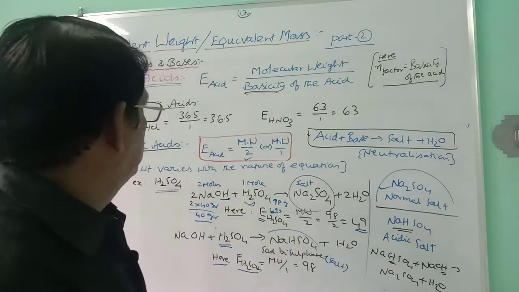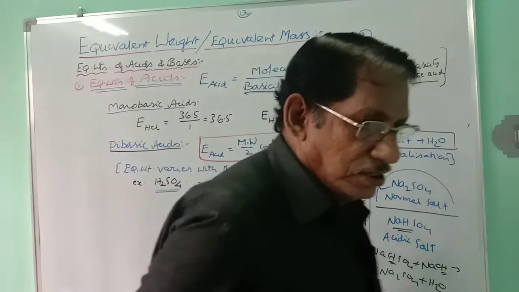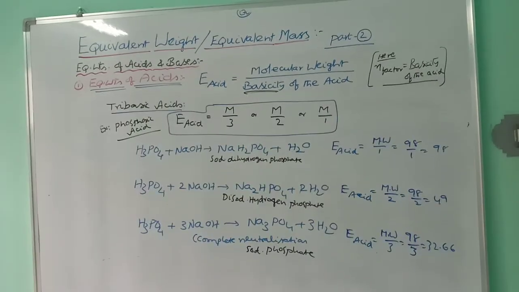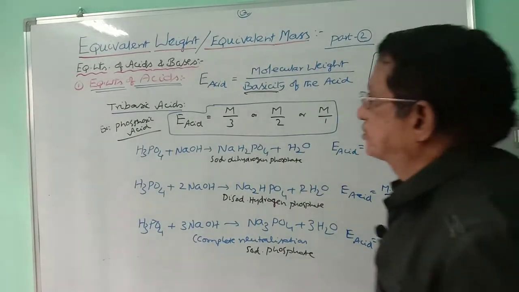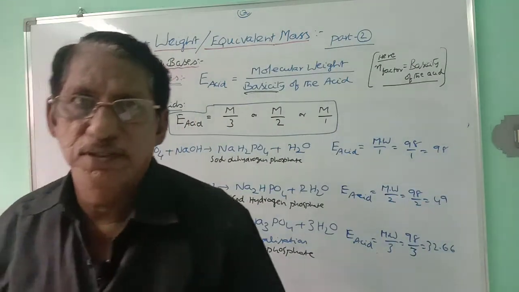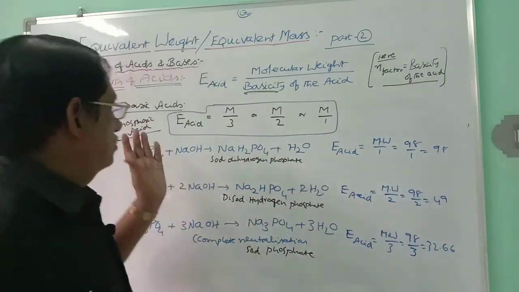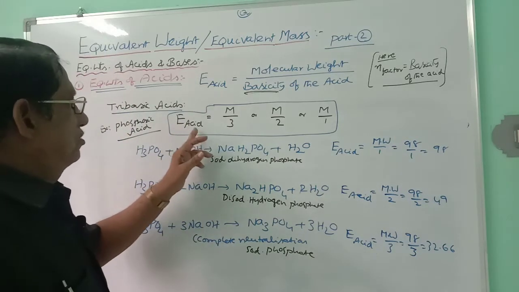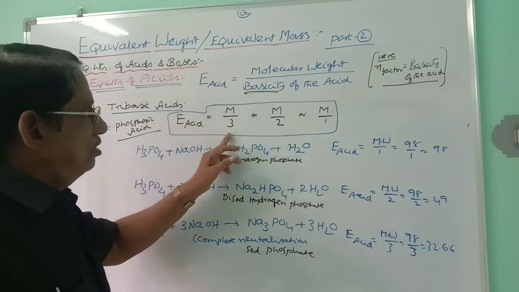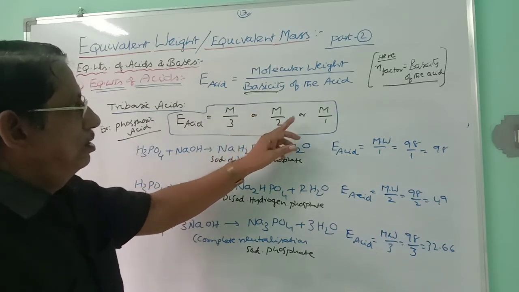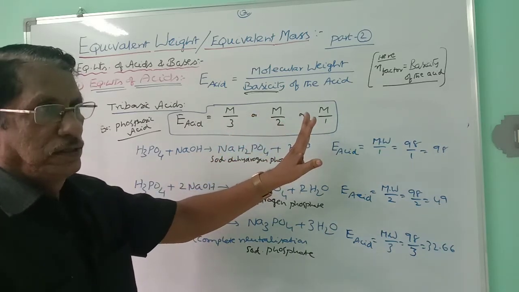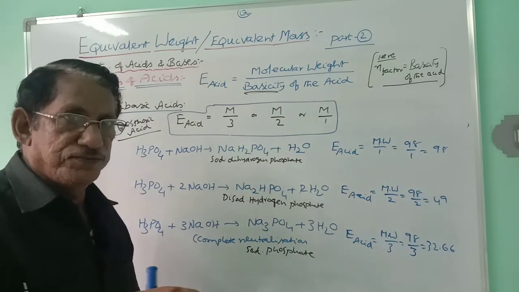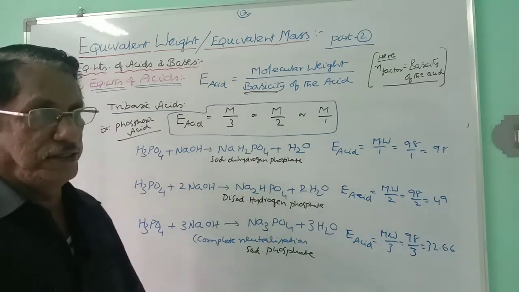Next, let us consider tribasic acids to consider the neutralization. Now let us consider tribasic acids. Namely, the most important example is phosphoric acid. In the case of a tribasic acid, the equivalent weight of the acid is equal to molecular weight by 3, or molecular weight by 2, or molecular weight by 1. One among the three. It depends upon the type or mode of neutralization reaction represented there.